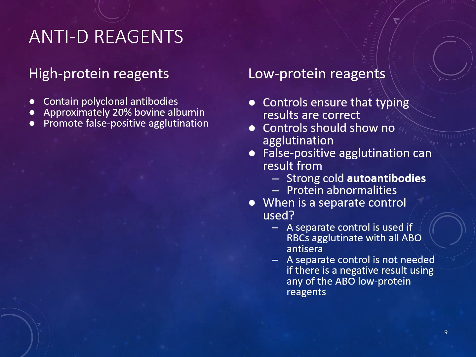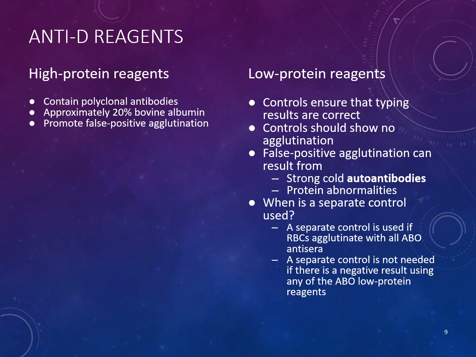Now, the makeup of D reagents or anti-D reagents can include high protein reagents or low protein reagents. Your high protein reagents contain polyclonal antibodies and approximately 20% of bovine albumin. What this particular reagent makeup does is it actually promotes some false positive agglutination. So this is why we need that D control.